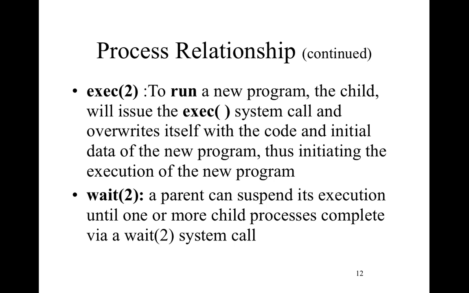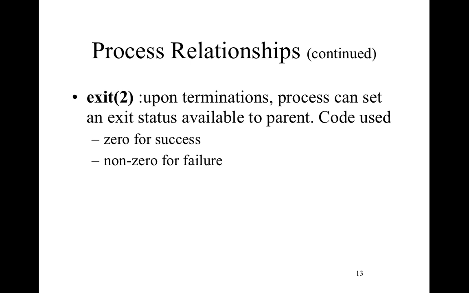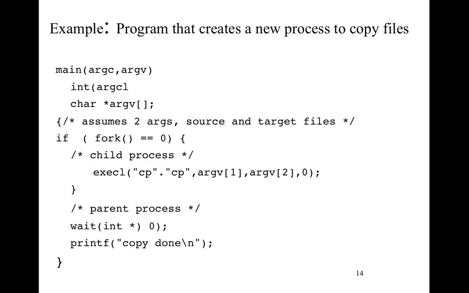It overwrites itself with the code, initializes the data of the new program, and starts the execution of the new program. So wait puts it on hold, so the parent can suspend its execution until one or more of its children have completed. So it waits, the system call. Upon termination, the process can set an exit status available to the parent: exited normally or exited abnormally, which means I was successful or not successful, which is helpful for the parent to know, because the parent's going to need to know what to do after that.